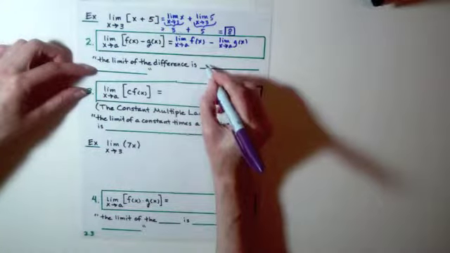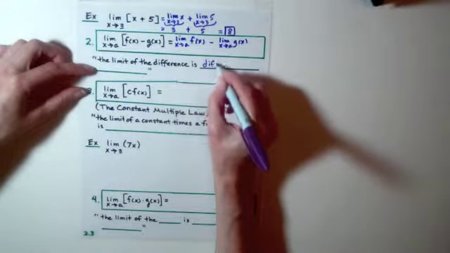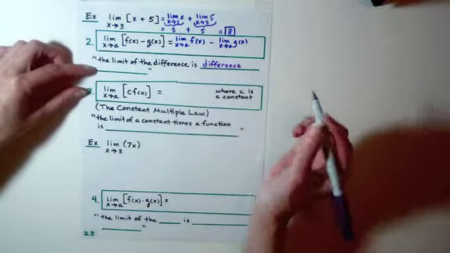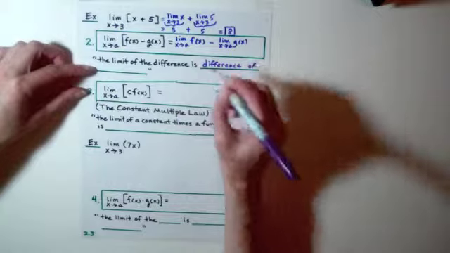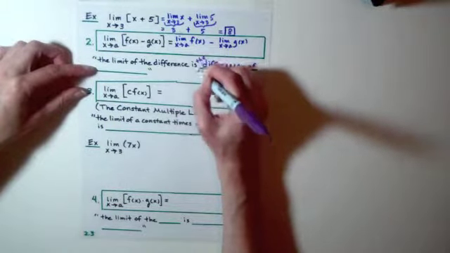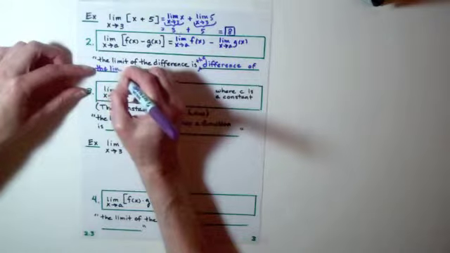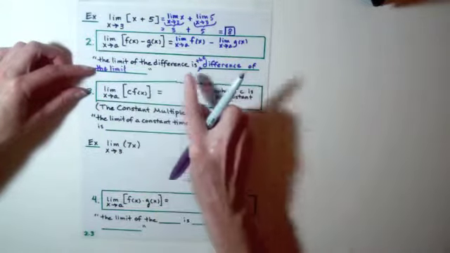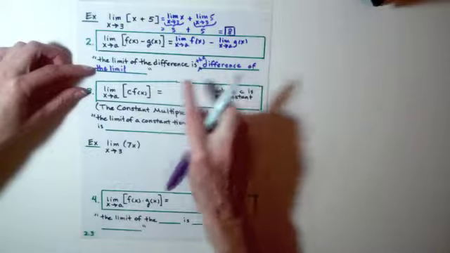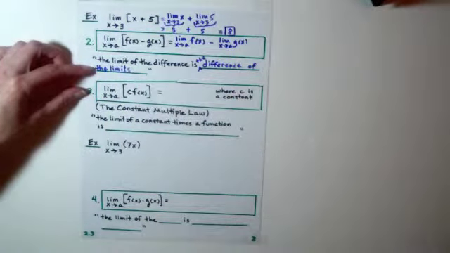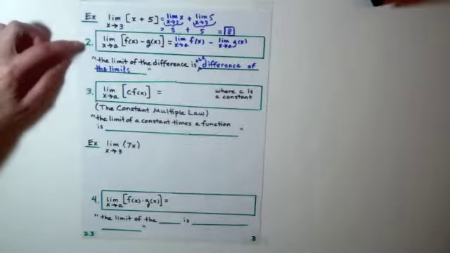It's the same as the difference of the individual limits, or we sometimes shorthand that to just say is the difference of the limits. The limit of the difference of two functions is the same as the difference of the individual limits. So the difference of the limits. And that's usually referred to as the difference limit law.